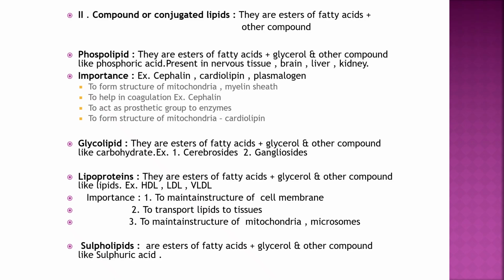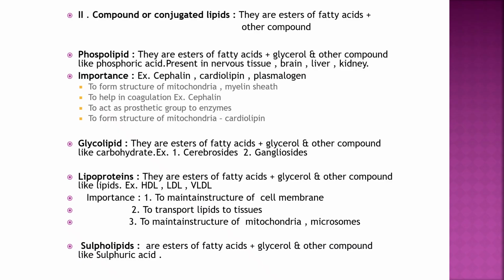If phosphoric acid is present, then it is called a phospholipid. They are present in nervous tissue, brain, liver and kidney. Examples are cephalin, cardiolipin, plasmalogen. They form structures like mitochondria, cephalin helps in coagulation, and they act as a prosthetic group to enzymes, and cardiolipin is present in mitochondria.